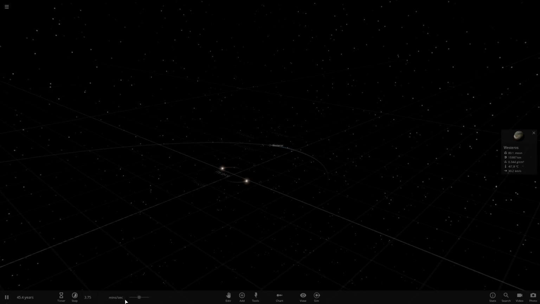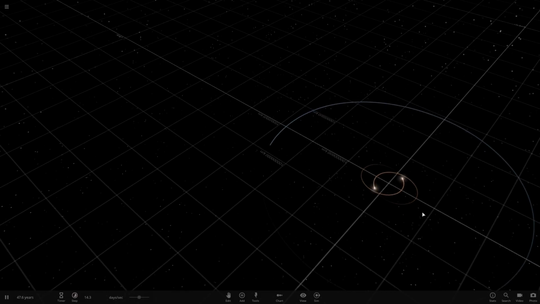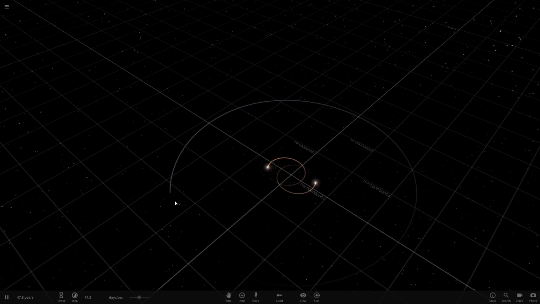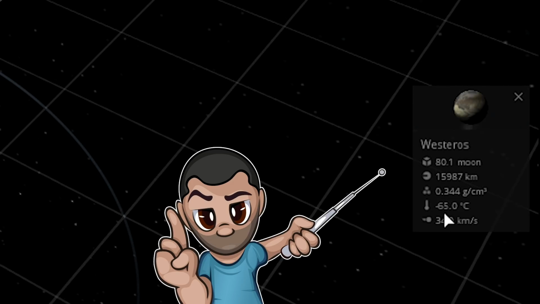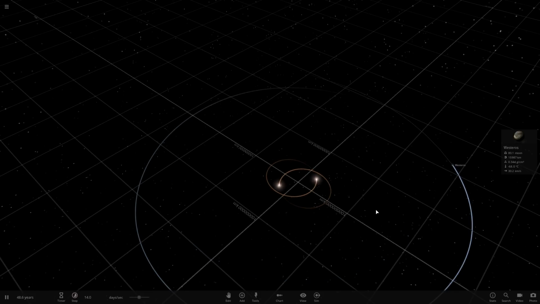Now let's just speed this up a little bit. Okay, so this is how it's saying it could potentially behave. So it's got two stars, and Westeros is actually moving in and out of the distance between them, look. So right now, you'd have a winter. And if we look at the temperatures on here, minus 64 degrees. And as it gets nearer to the star, you're going to see that temperature go up and down, which is going to result in some extreme weather on there.